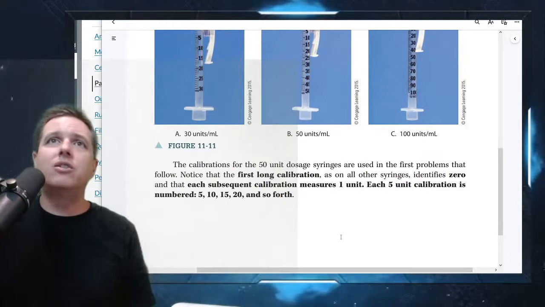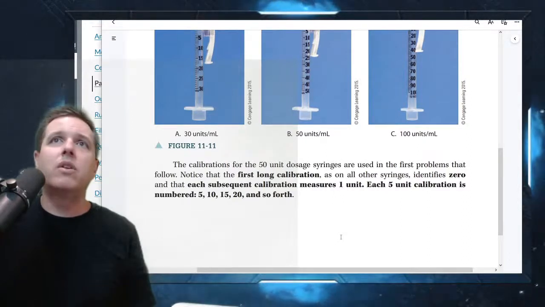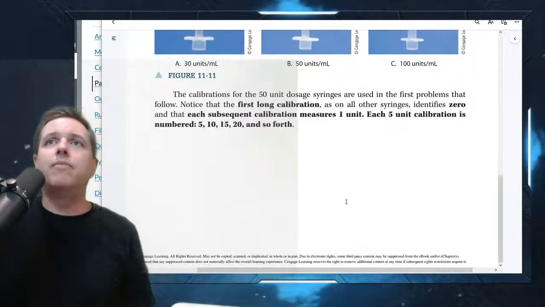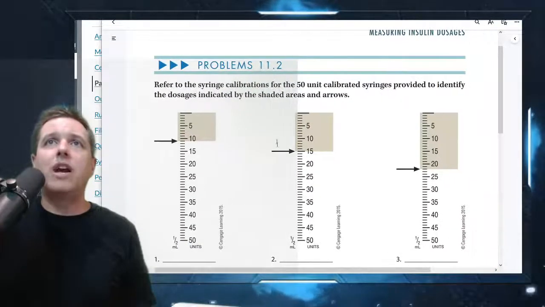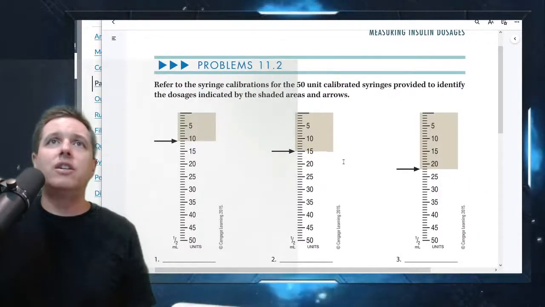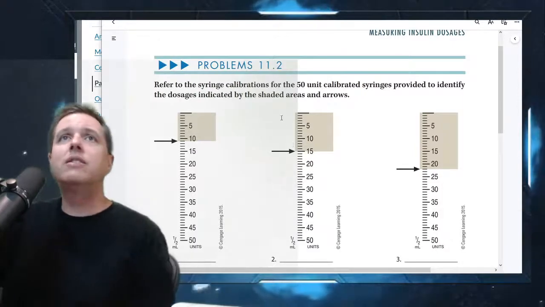So the calibrations work the same. Okay, that's just saying it's the same. So then they give you some examples where they're having you read what the gradations are in this particular case.